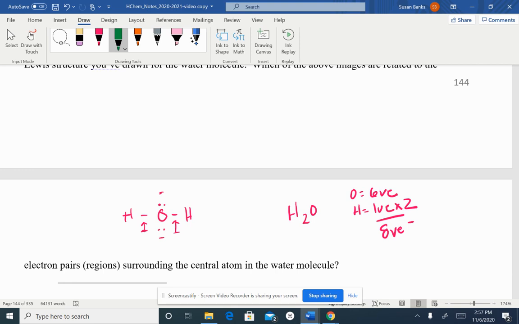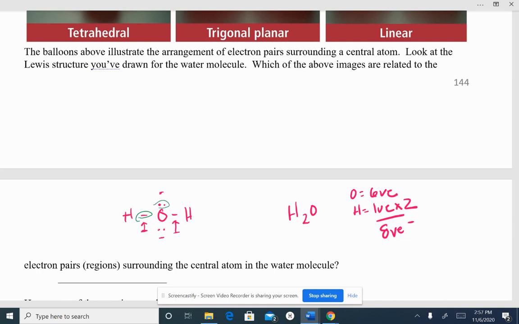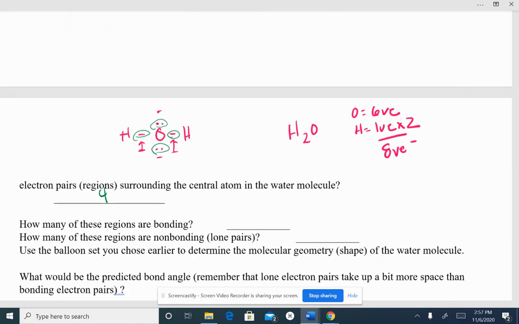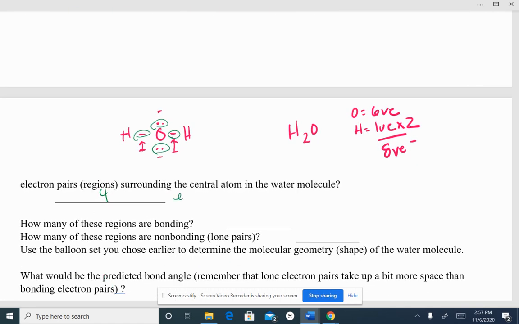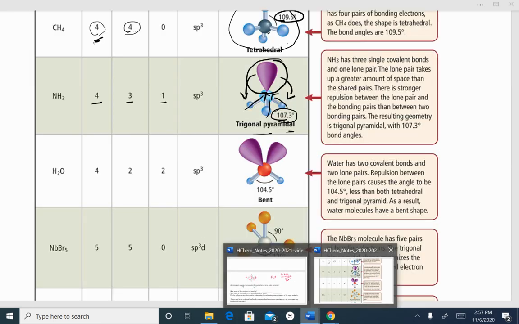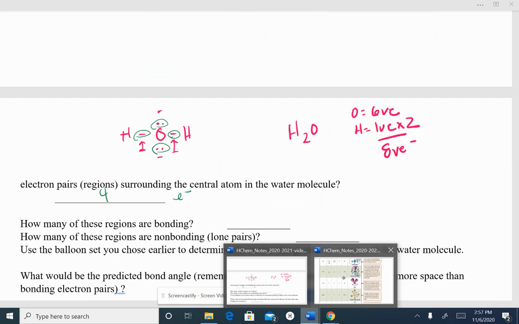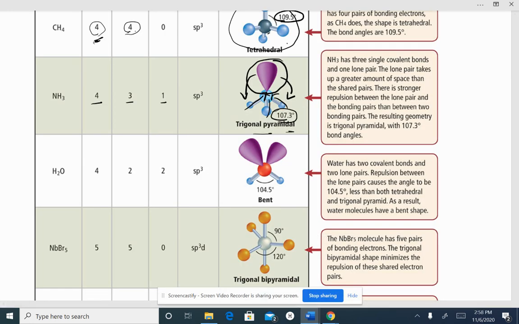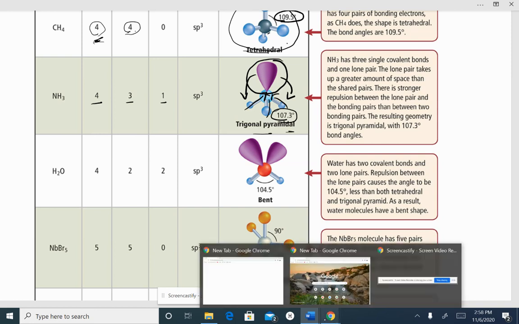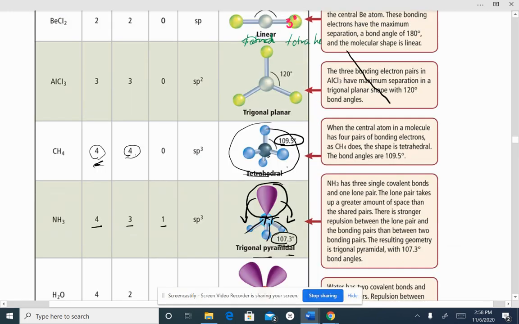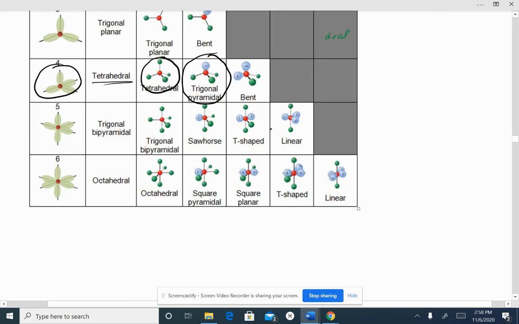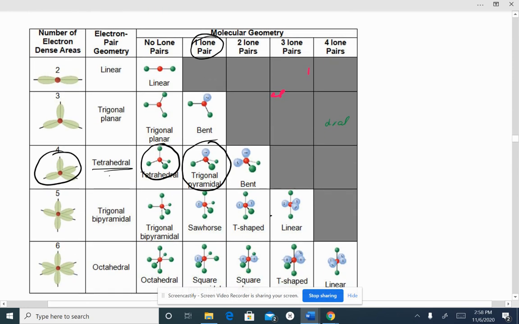How many electron pairs or regions do I have around that center atom? I have 1, 2, 3, 4. I have 4 regions. Okay, so if I have 4 regions around that center atom, my electron geometry is going to be tetrahedral. Okay, so let's use this chart really quick here. Now, hopefully you also noticed that I had 2 lone pairs here. So that means my molecular geometry is going to be bent.